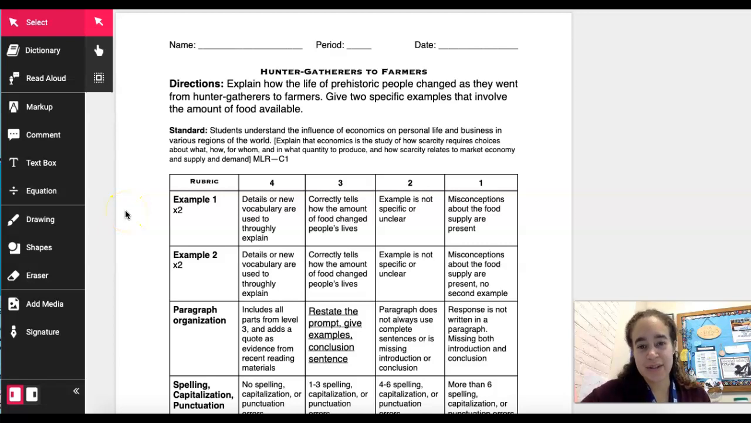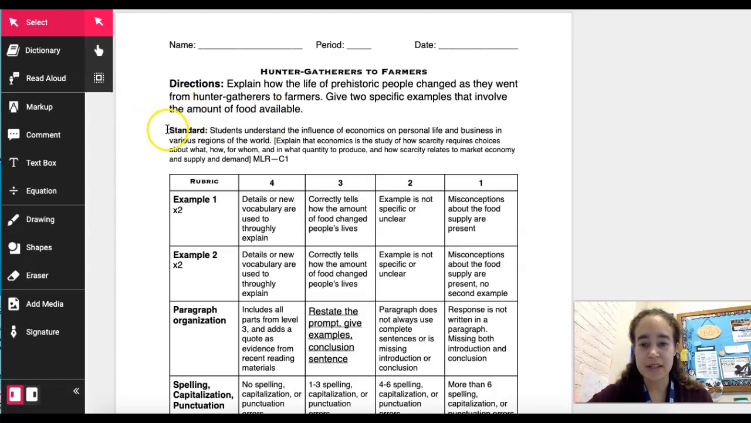In your hunter-gatherers to farmers paragraph writing, the directions are found at the top of the page. Please explain how the life of prehistoric people changed as they went from hunter-gatherers to farmers. That's what we've been talking about lately and what our notes have been about. You're going to give 2 specific examples that involve the amount of food available. So how did the change in the amount of food change the lives of the people? That's the focus of this paragraph.